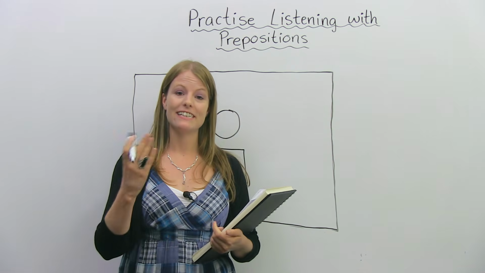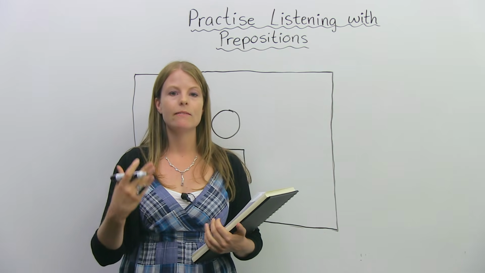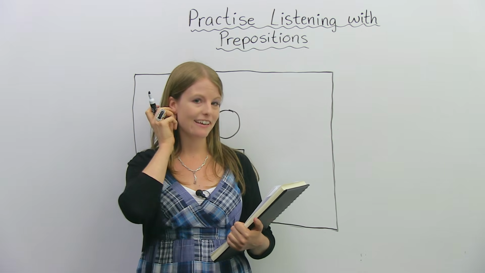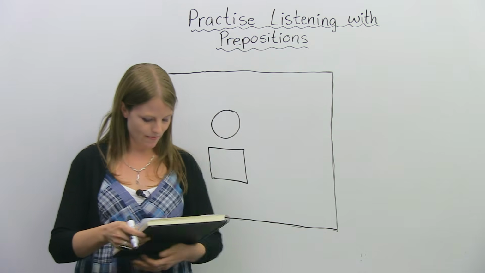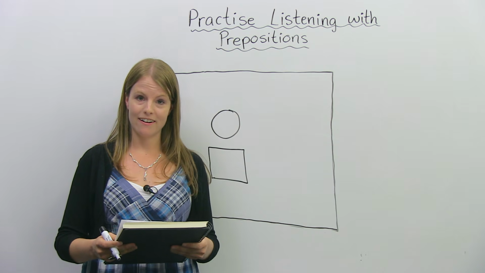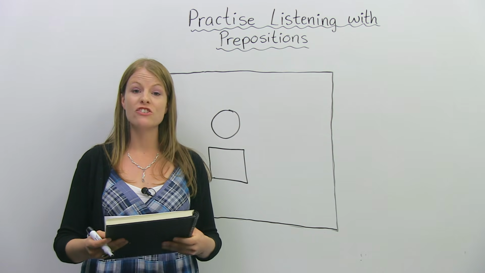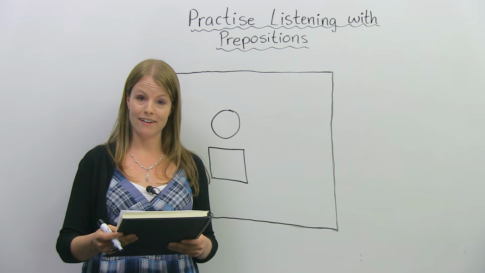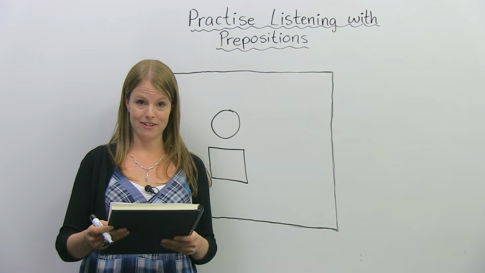So I want you to continue. I will say some more instructions and you draw what you hear. Okay? So inside the square, there is a star. Inside the square, there is a star.